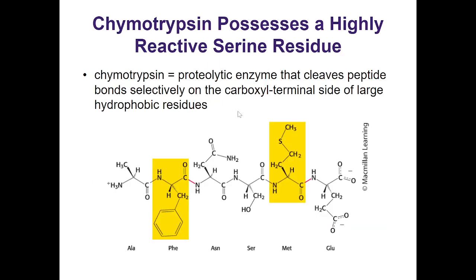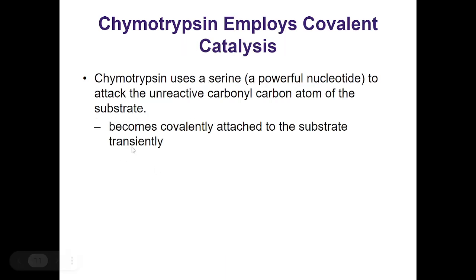So chymotrypsin is going to be a proteolytic enzyme that cleaves peptide bonds selectively on the carboxyl side of large hydrophobic residues. The hydrophobic residues are how it determines what it binds to. It's then going to make this bond right here easier to cleave. It's going to make it easier to react with hydrolysis. What it's actually going to do is use serine.